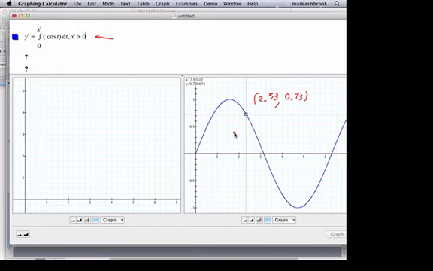So I want you to talk to the person next to you and interpret what's going on here. Interpret the meaning of this point given that I've graphed this expression. Go. So what's the meaning of that point given the expression that I have graphed? Find somebody to talk to. Everybody talk to somebody.